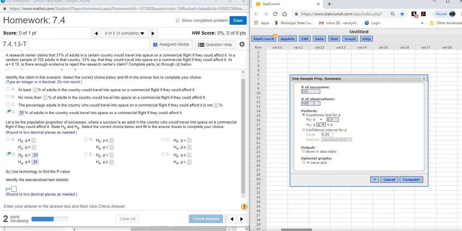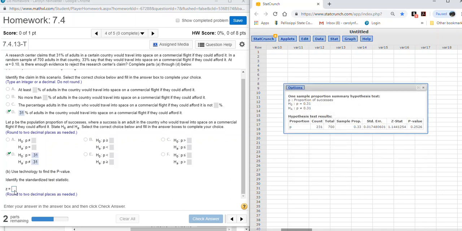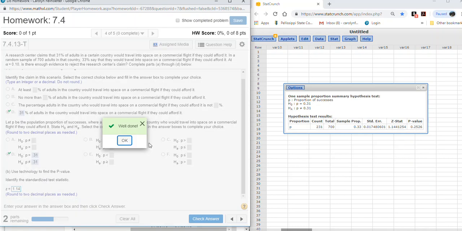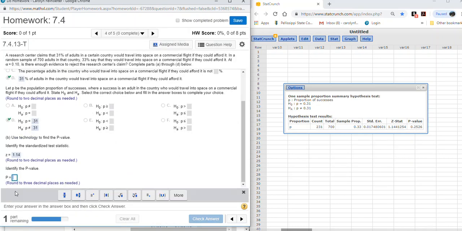We asked 700 total, so that's our number of observations, and we are running a test off of the claim of 31%, and the alternative would be not equal to 31%. And so computing, we get a test statistic, that's our z-stat right here, of 1.14, rounding to 2 decimal places. And the p-value is 0.253, rounding to 3 decimal places.